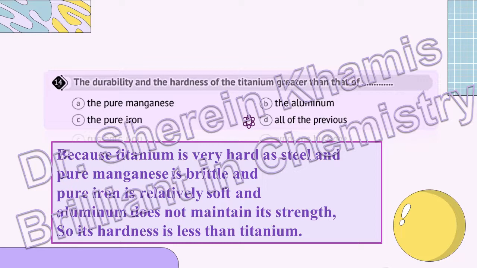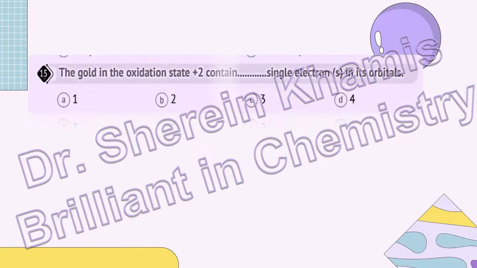Okay, let's go into question 15. Question 15 says: gold in the oxidation state plus 2 contains which number of single electrons in its orbitals? We have gold, Au, and its atomic number is 79. In the case of gold plus 2, it loses 2 electrons. The choices are 1, 2, 3, or 4.